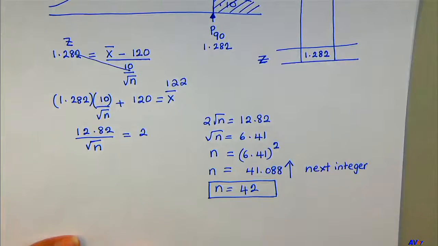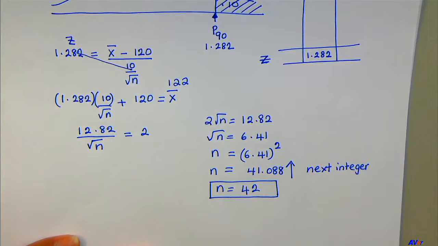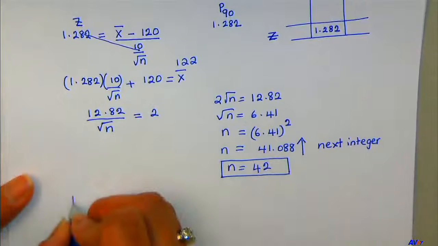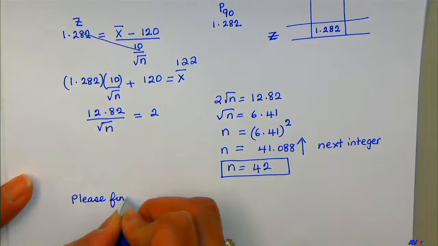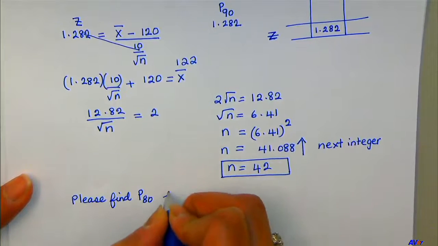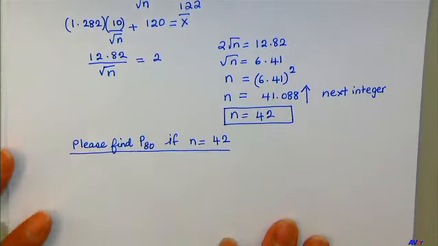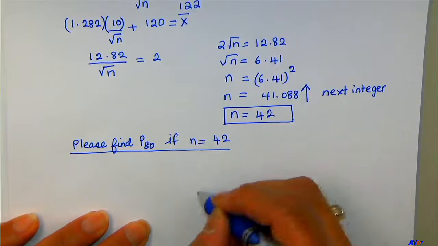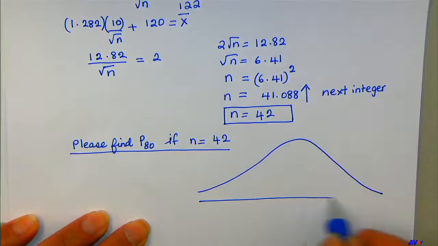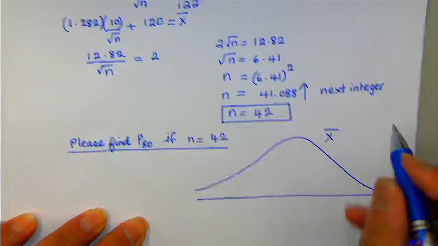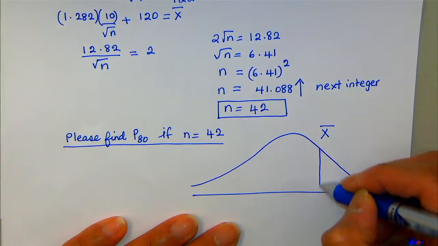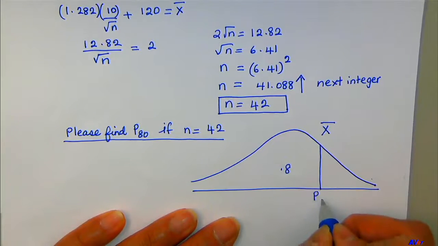Please ask me if you're confused. Can you find me P80 right now for this problem? Please find P80 if n is 42. So I have an X bar. I'm looking for P80.